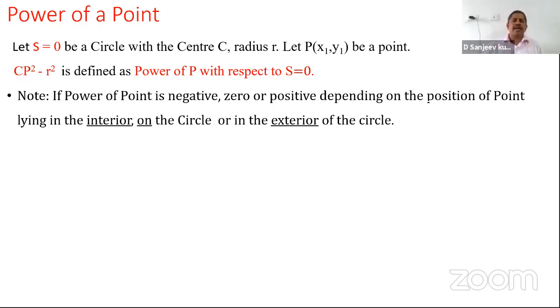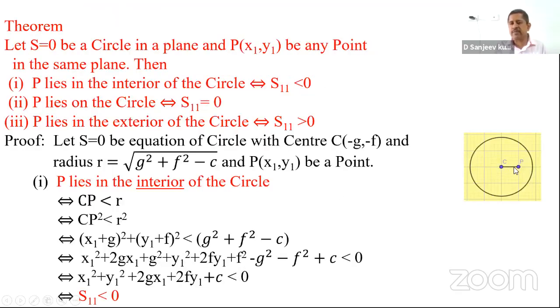It can be negative, it can be positive, it can be equal to 0. So the power of the point is negative, 0 or positive depending on the position of the point lying in the interior, on, or exterior of the circle. If it is in the interior of the circle, the value of CP² − R² is less than 0. Why? Because the point is inside, CP² is less than R², so CP² − R² is always going to be less than 0.